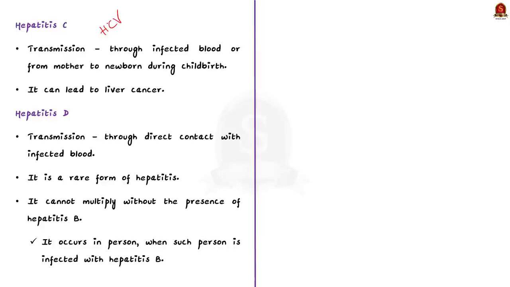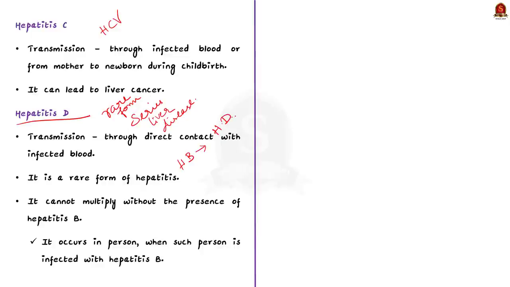Now talking about hepatitis D. Hepatitis D is also called Delta hepatitis. It is a serious liver disease caused by the hepatitis D virus, HDV. It is transmitted through direct contact with infected blood. Hepatitis D is a rare form of hepatitis that only occurs in conjunction with hepatitis B infection. Know that hepatitis D virus cannot multiply without the presence of hepatitis B. So we can say that hepatitis D occurs in a person when such person is affected with hepatitis B.